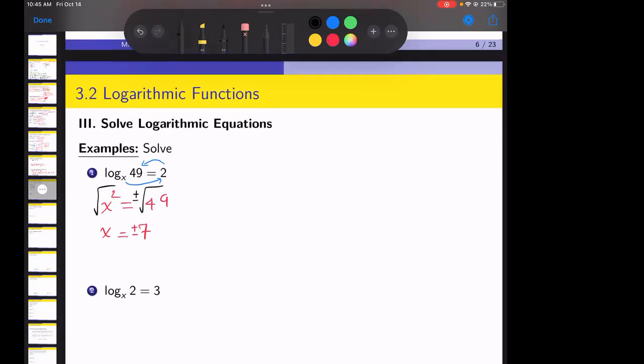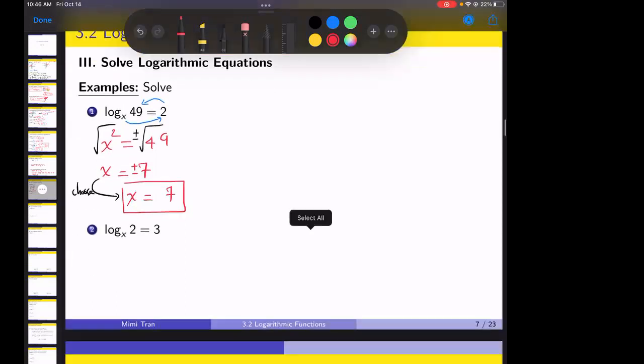But again, we choose x equals 7. We don't choose x equals negative 7. Why? That may be my final answer, but why don't we choose negative 7? Why can't it be negative 7? Very good. Remember the exponential function, b has to be what? b has to be positive and not zero. It cannot be negative. So therefore we cannot choose negative 7, because in log base b, b cannot be negative.